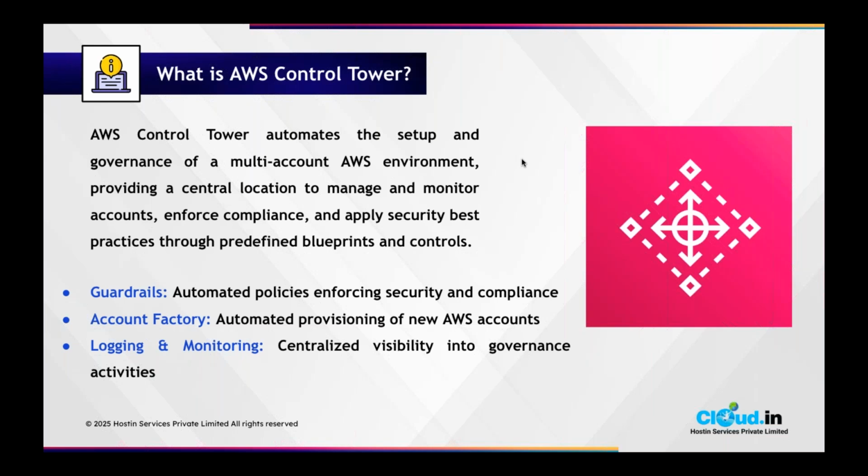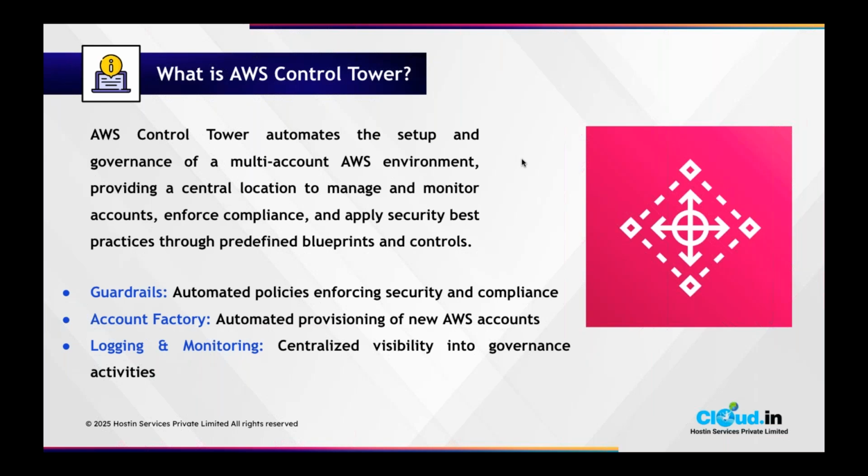Next are some key features of how Control Tower can help you. The first one is guardrails. Guardrails are one of the most powerful features of AWS Control Tower. They are predefined policies that enforce security and compliance across AWS accounts under your control. These guardrails are of two types: first is preventive guardrails, and the next is detective guardrails.